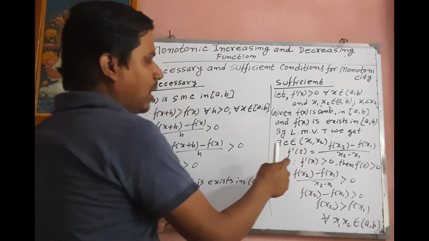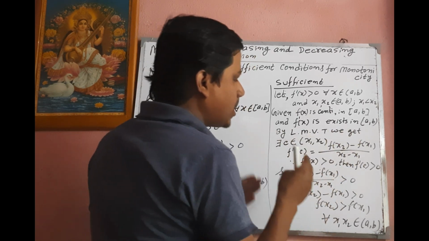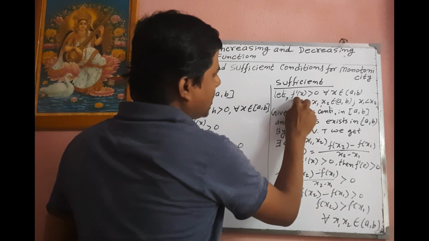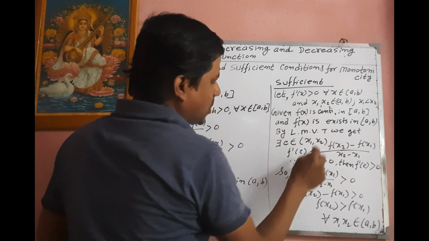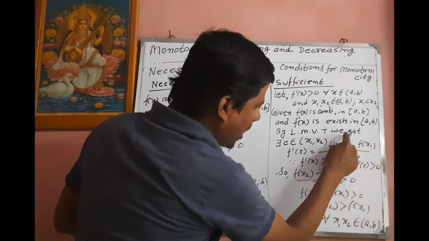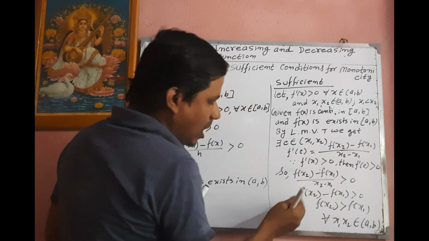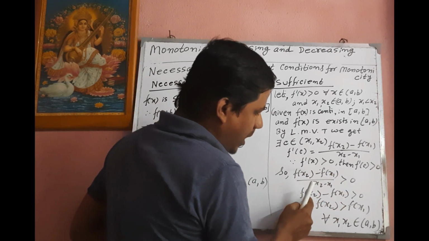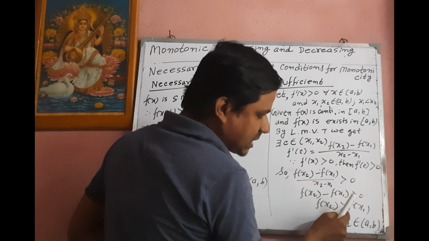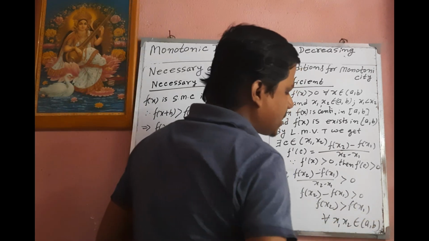Then we can write f'(c) = (f(x2) - f(x1))/(x2 - x1). Since by the given condition f'(x) is greater than 0, we can say f'(c) is greater than 0, that is, this part is greater than 0, which we are using here. And now multiplying, we get f(x2) - f(x1) is greater than 0, that is, f(x2) is greater than f(x1) for all x1, x2 belonging to the open interval (a, b).